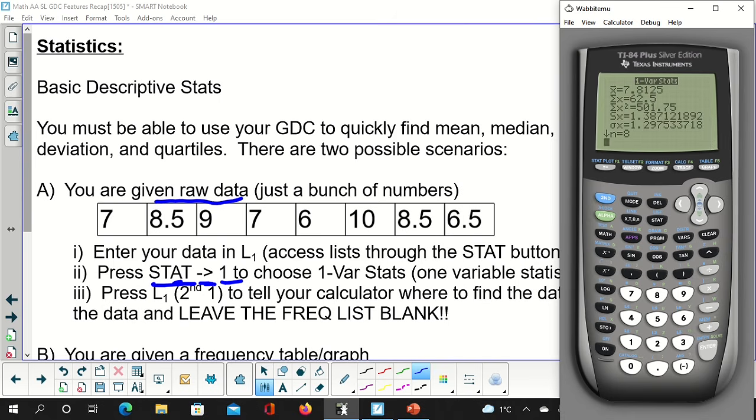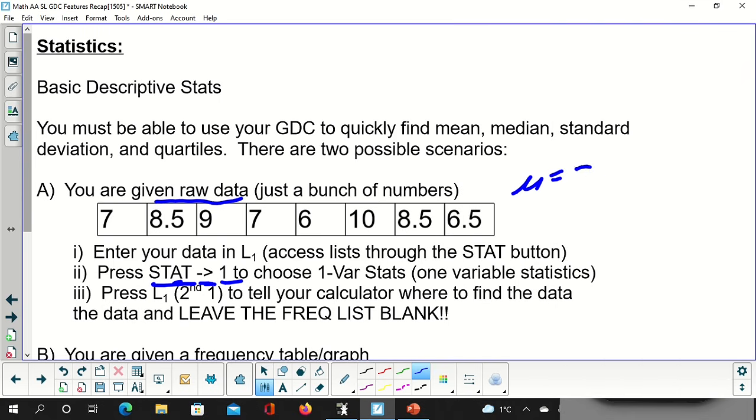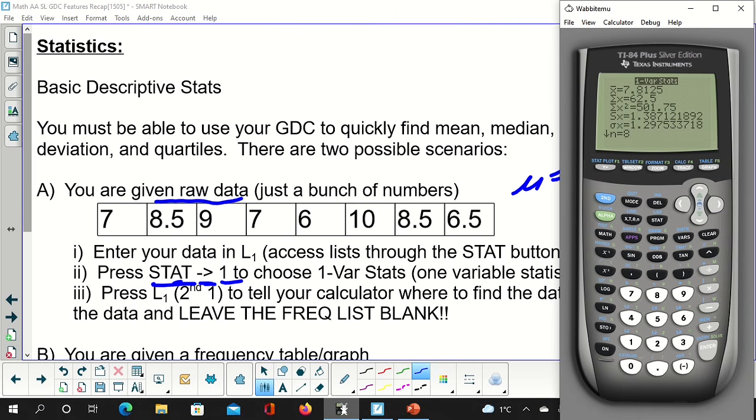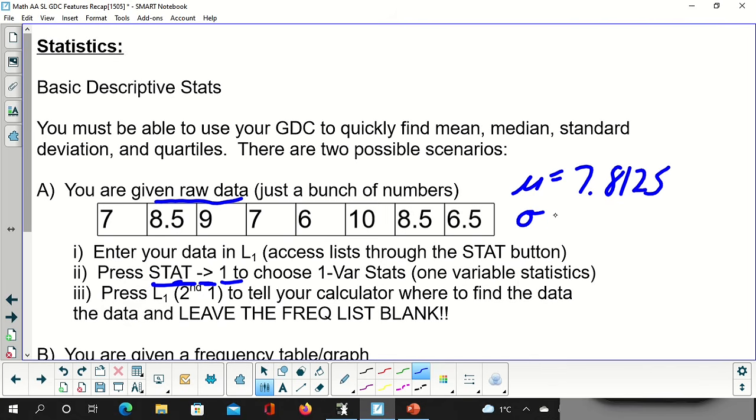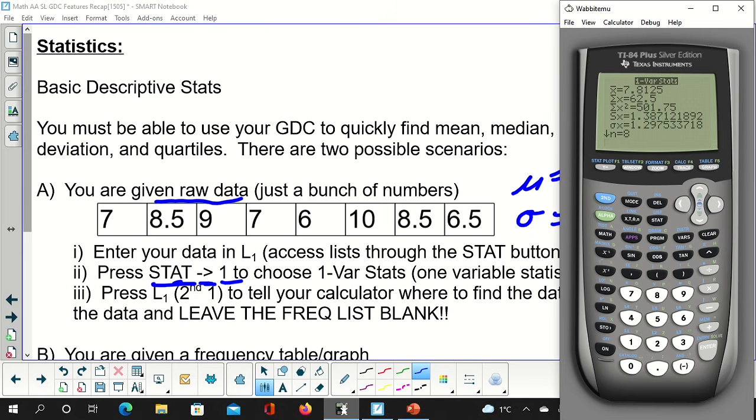And I hit calculate, and it will tell me the mean. The mean here is 7.8125. And I can go down and I can see standard deviation, that's 1.30. We're always going to be using the population parameters in MathSL. And I can also go down and look at the minimum, the Q1, the median, the Q3 values, the number of pieces of data, and so on.